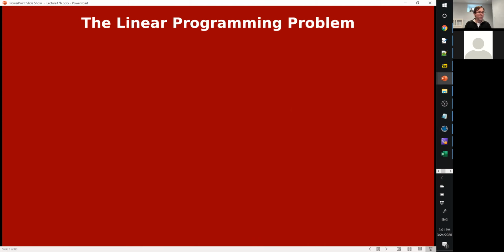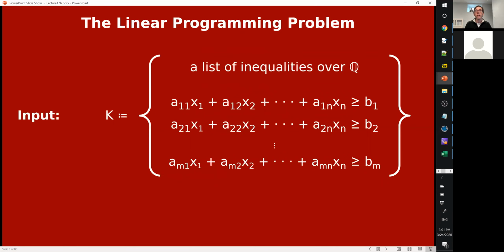Okay, so what is the linear programming problem? The input is a list of inequalities. When you're solving a system of linear equations, you have a list of equations in variables x1 through xn. Here we have a list of inequalities in, let's say, n variables and m inequalities. You can think of everything happening over the reals, but since this is given as input to a digital computer, we assume that the coefficients, the a's and the b's, are all rational numbers represented as pairs of integers, numerator and denominator. Okay, that's the input.